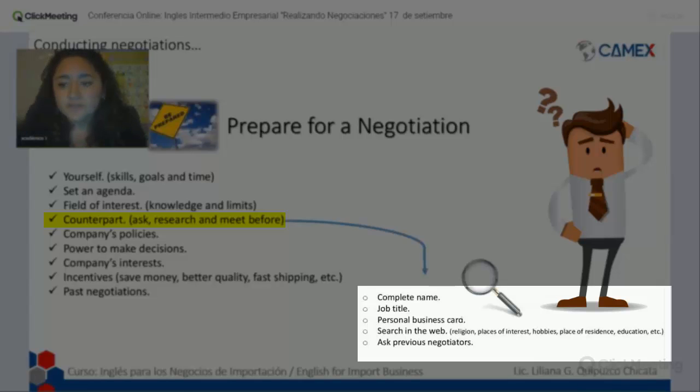On the other hand, what other information can you search on the web? You can search for religion. For example, there is a kind of funny experience that I had. When I was just starting to work, I used to work at a logistics operator. In this case, I didn't do any research about the person we were talking to. This guy was from India, so we didn't know his religion. It was a negotiation meeting via Skype, and everything was going great.